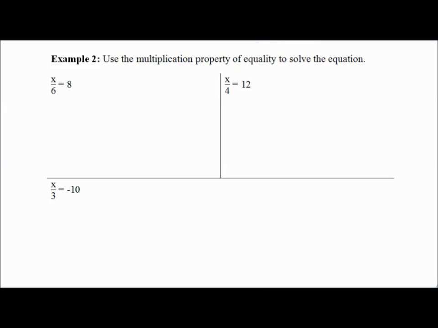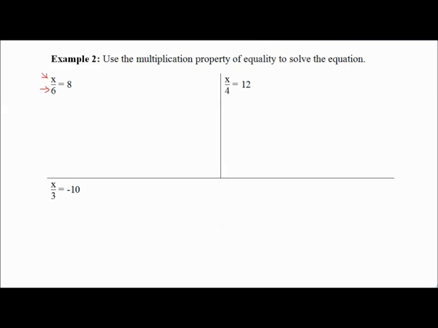Let's take a look at the first one. I have x over 6 equals 8. This is the division problem. I have the variable x divided by 6 equals 8. So I know my goal is to isolate the variable. My goal is always to isolate the variable. So in this particular case, that means that I need to get rid of this 6 in the denominator.